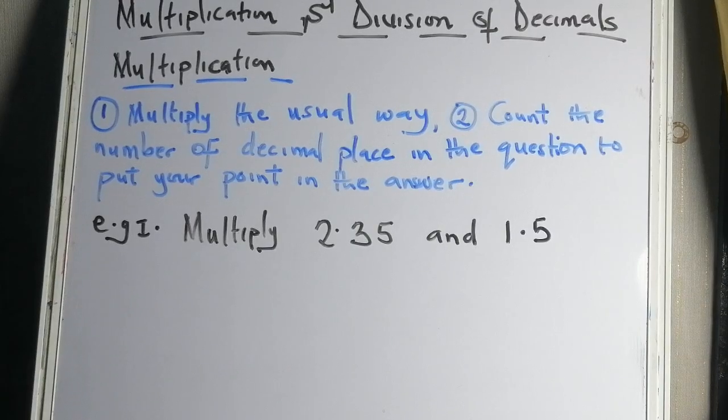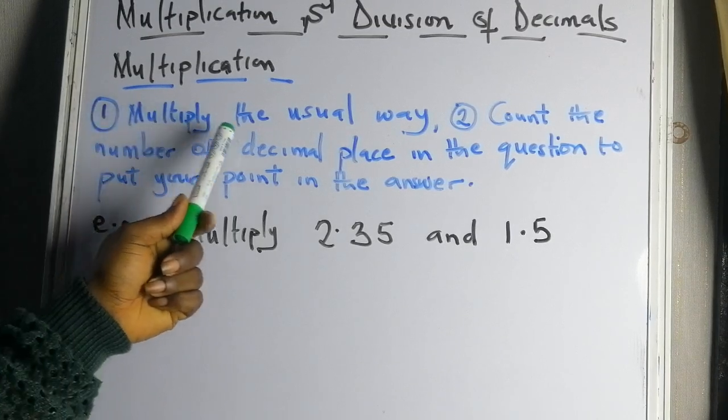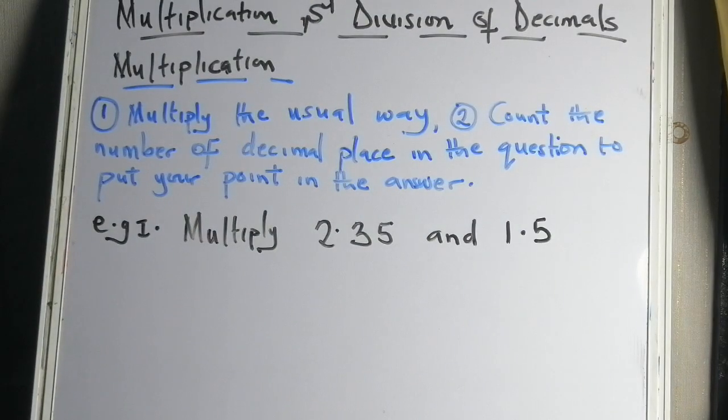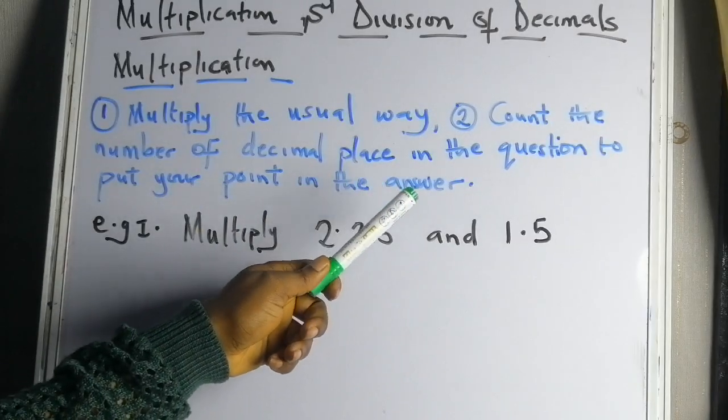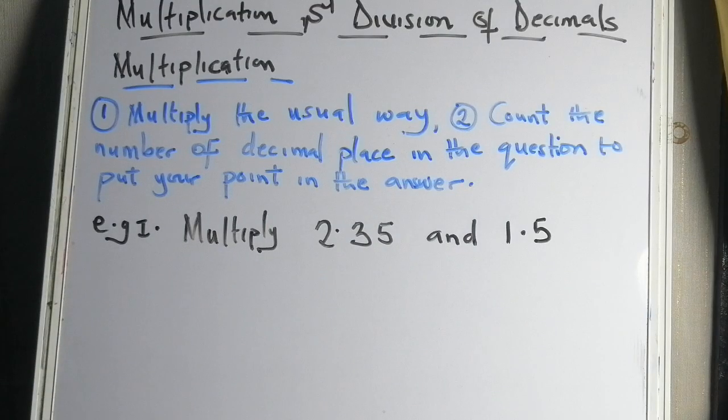Multiplication, there are two things we need to note. Let's assume you saw it in a JAMB question, or you don't have a calculator with you, or even if you have a calculator and you are asked to do it without. What do you need to do without using a calculator? The first step is to multiply the usual way. The second step is to count the number of decimal places in the question to put your point in the answer.